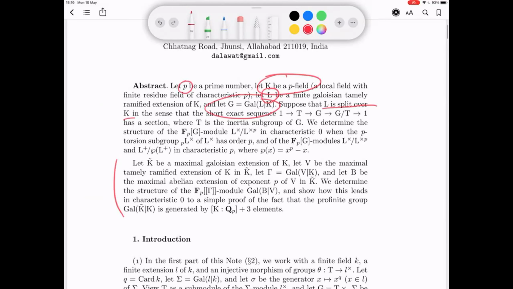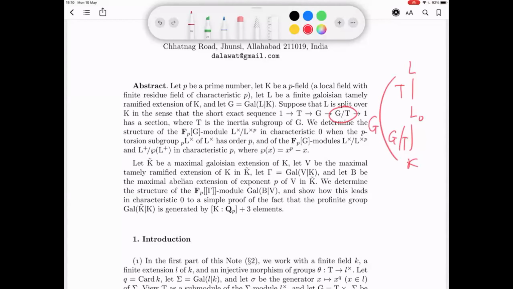Now this G is the Galois group of an extension of local fields, so it comes with a filtration. It has this inertia subgroup, right? This T is the inertia subgroup, which is, of course, normal inside G, and I have the quotient G mod T, which is L naught over K. You have T here, you have G mod T here, and of course the whole group is G.